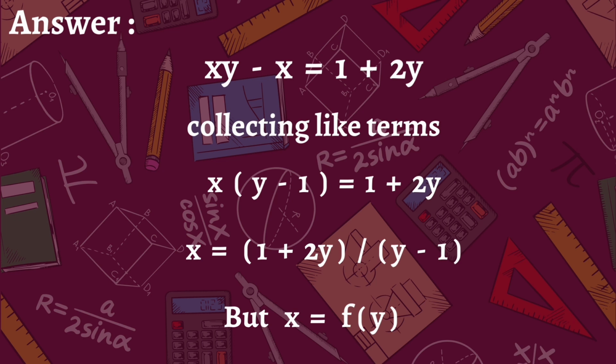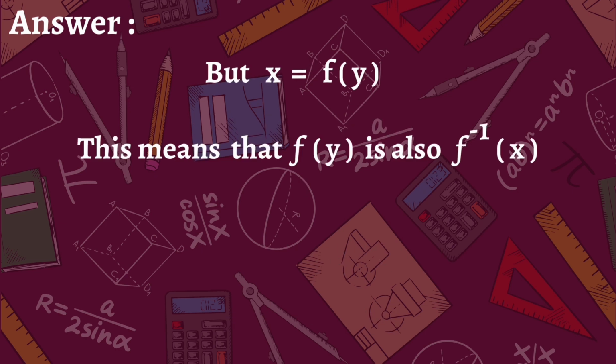We then proceed to divide both sides by y minus 1. Hence, x is equal to 1 plus 2y divided by y minus 1. Let's not forget that x is a function of y, and f of y is also f inverse of x. This means that f inverse of x is equal to the result we obtained earlier.